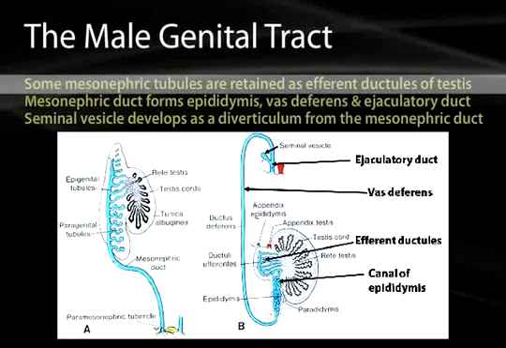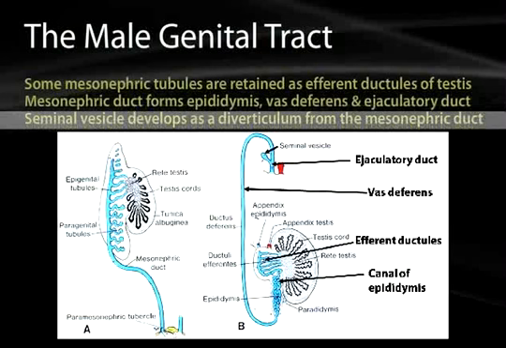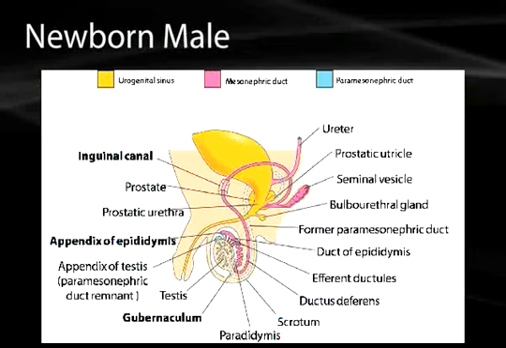With the male genital tract, you can see some of the remnants that we saw with the female genital tract. Now here there's going to be the mesonephric tubules that are going to be retained, and the efferent ductules will be incorporated into the testis, as you can see in section A. The mesonephric duct will also be retained, becoming the epididymis, the vas deferens, and the ejaculatory duct, as well as the seminal vesicle, which will be a diverticulum off of that.